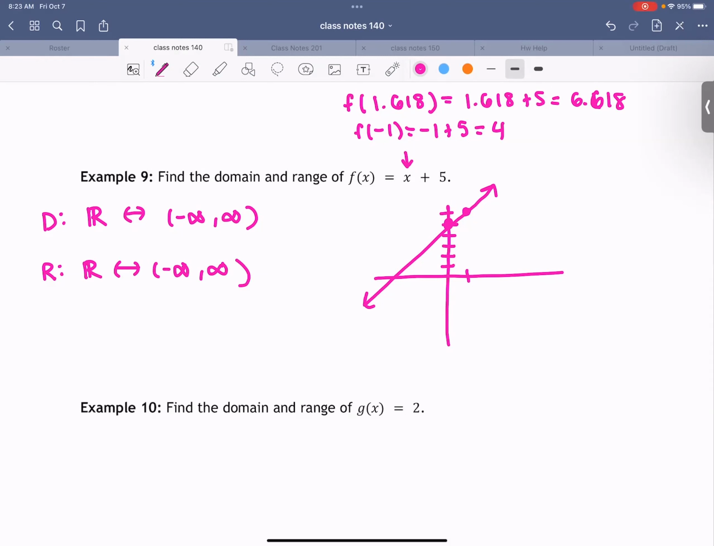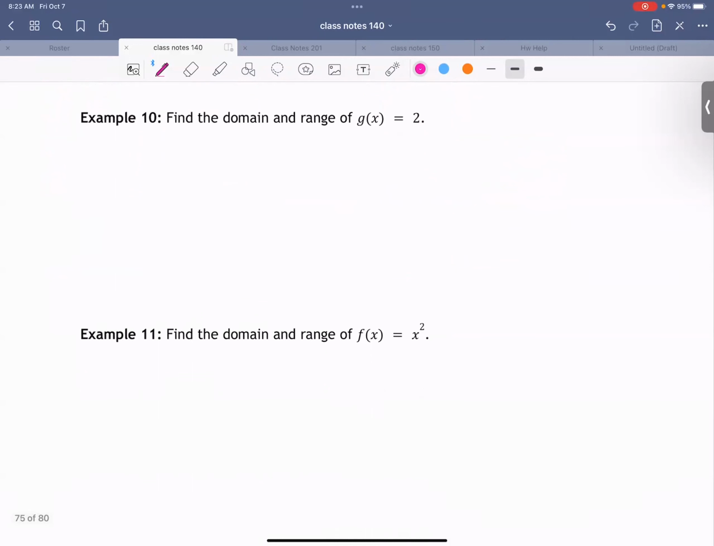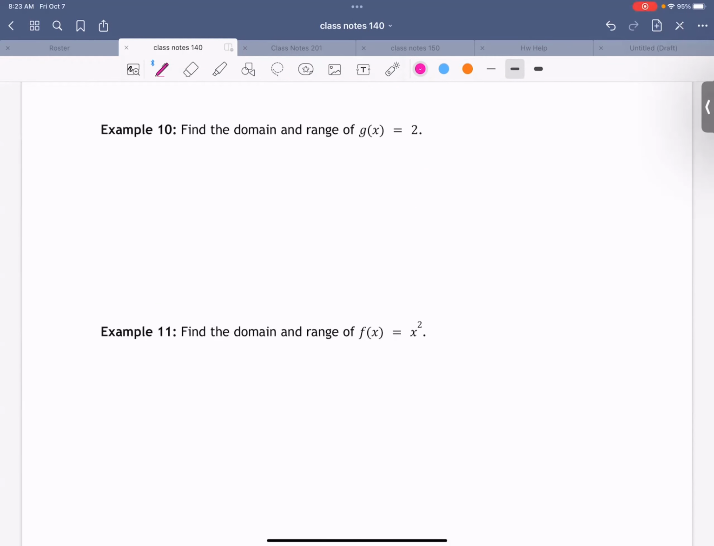Okay. All right. Let's go to example 10. This one's a little bit different. We want to find the domain and range of g of x equals 2. So let's take a look at the domain. Are there any x values that I can't plug in here and get an unreasonable answer? No, right?